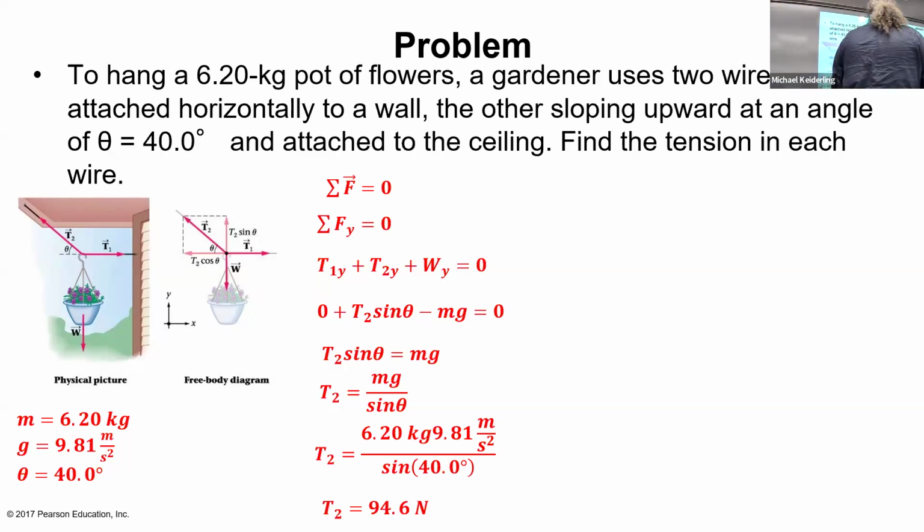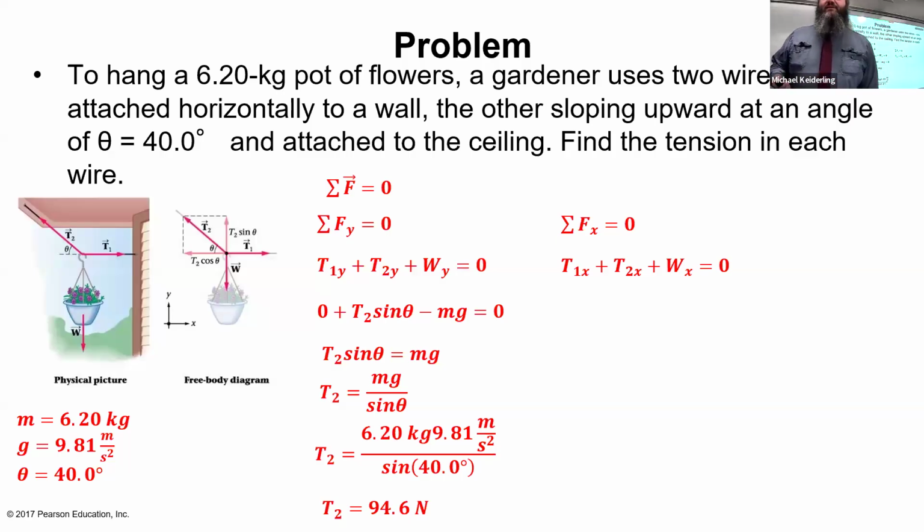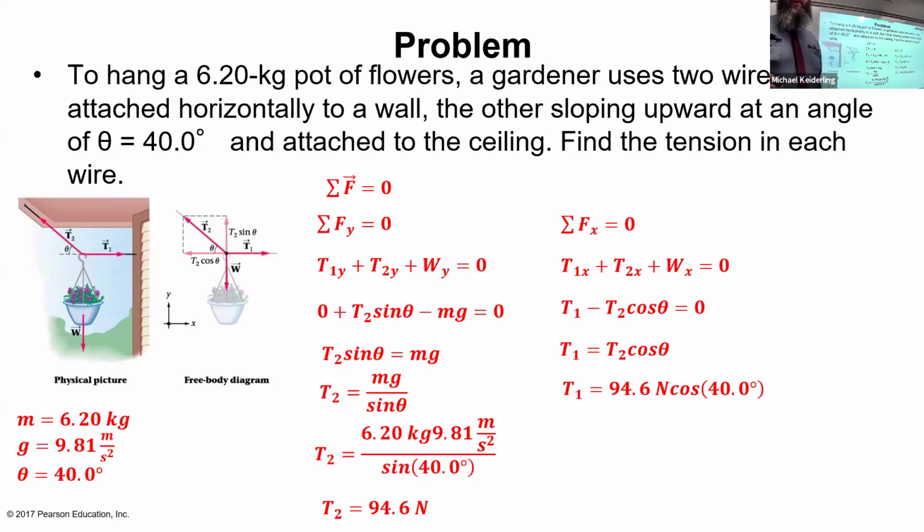And then we can look at the x direction. The sum in the x direction is 0. So T1x plus T2x plus Wx equals 0. So T1 minus T2 cosine theta equals 0 because the weight in the x direction is 0. I just left that out. So T1 equals T2 cosine theta. So 94.6 newtons times the cosine of 40 degrees, which is 72.5 newtons. Sorry about getting T1 and T2 mixed up, and I will re-upload these slides.